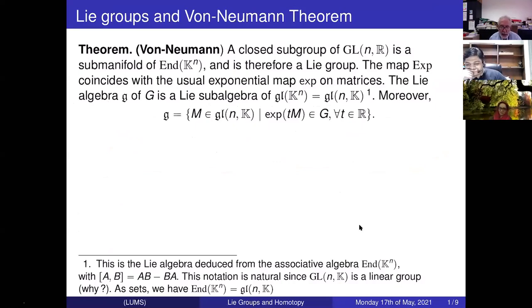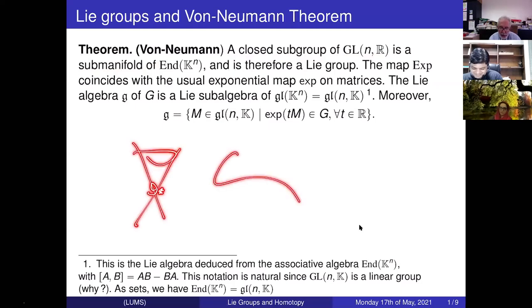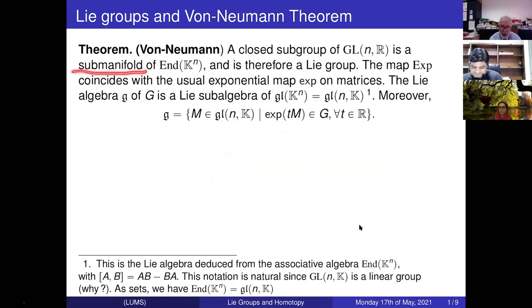There is a result of von Neumann, which is the following. If you take a closed subgroup in GL(n,R), then it is a submanifold. That means it's very regular. It has a nice shape. It hasn't singular points like a cone. Every point has a tangent space. We are in the situation of a submanifold, and therefore our group will be a Lie group.